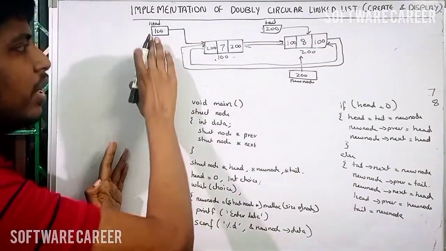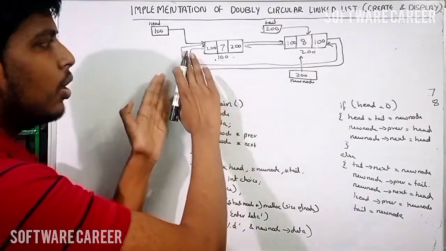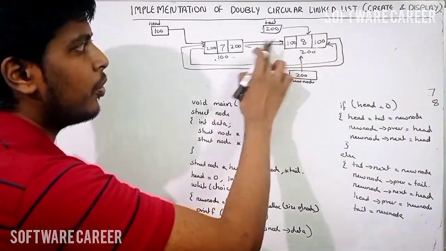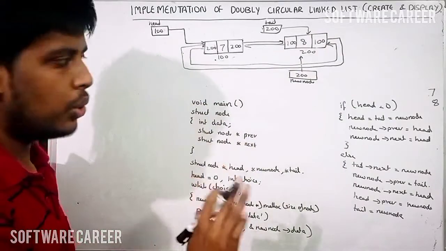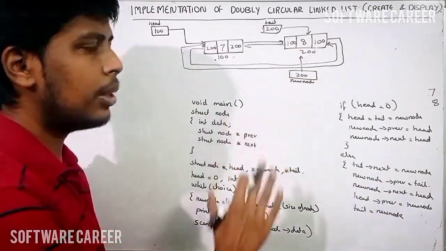Now see, head is pointing at the first node, tail is pointing at the last node, and all the nodes contain two links, that is forward link and backward link. So you have created a double circular linked list. This is how you should create a double circular linked list.